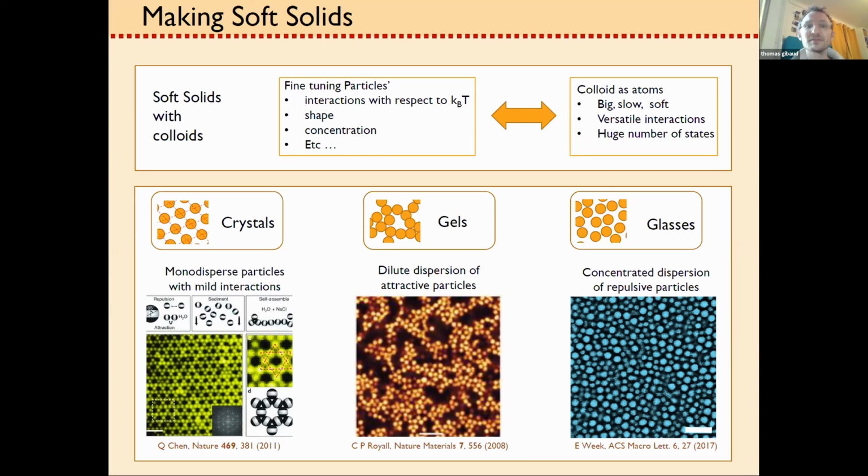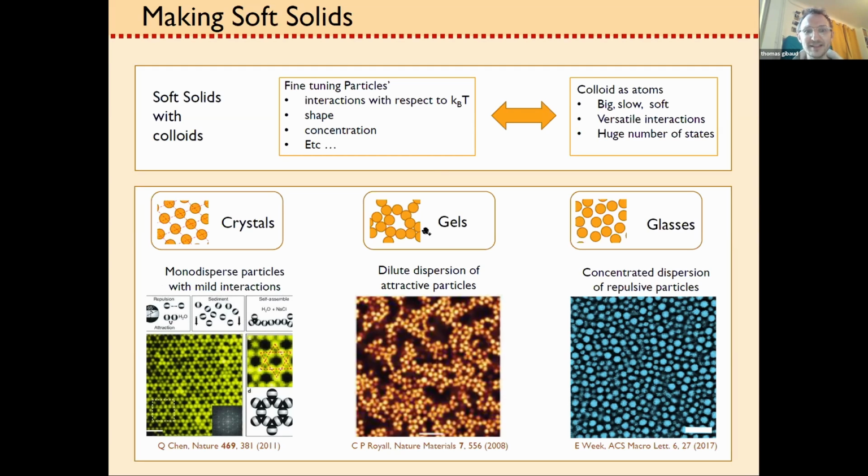So there are soft solids. I'll just show you 3 states of soft solid. One is the crystal. The idea here is that it's a thermodynamic state, and all the colloids are positioned on a lattice with a periodic structure. And here is an example where those guys had colloids with directional interaction, and they can make this beautiful Kagome lattice that you see here.